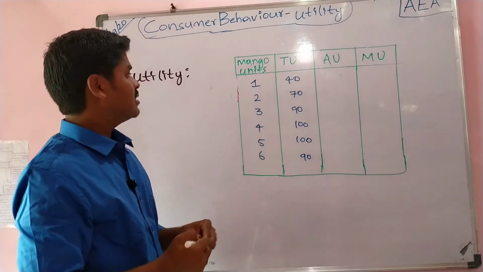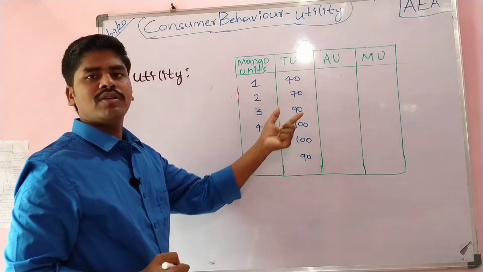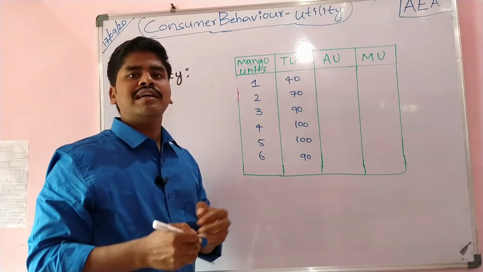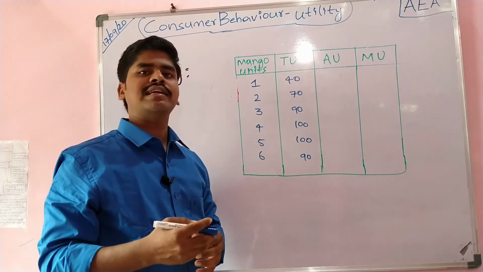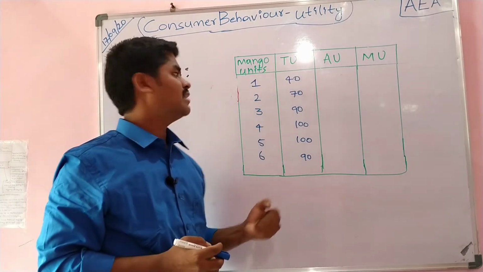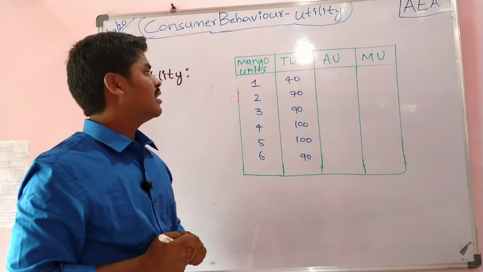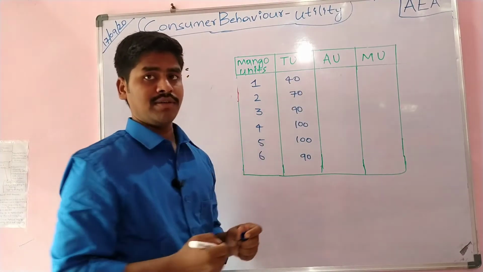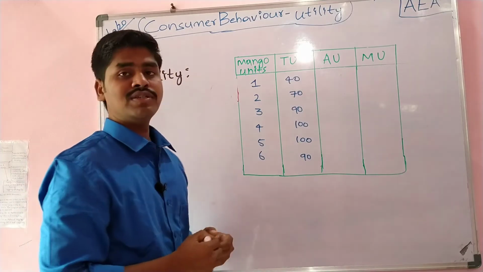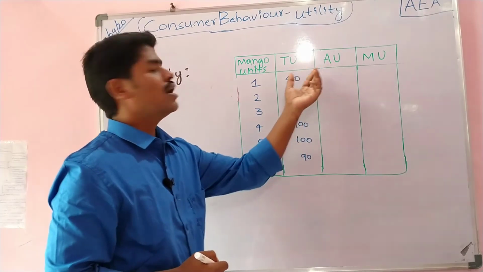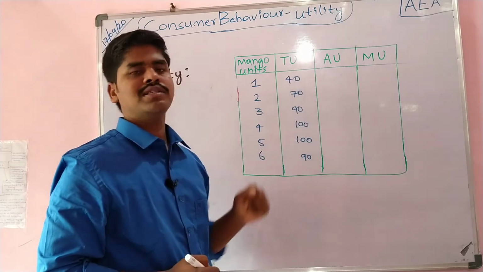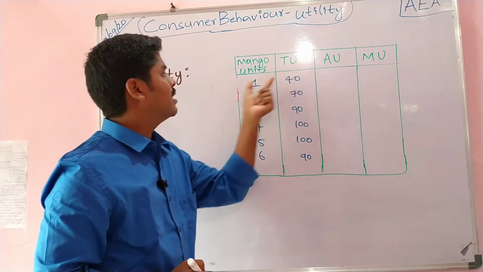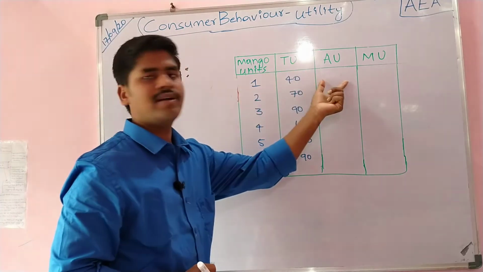See, this is what total utility is. Whatever his consumption, the total utility continuously increases, but at a decreasing rate. That is total utility. And coming to the average utility, what is average utility? The formula is: average utility means total utility by number of units. That is what average utility.